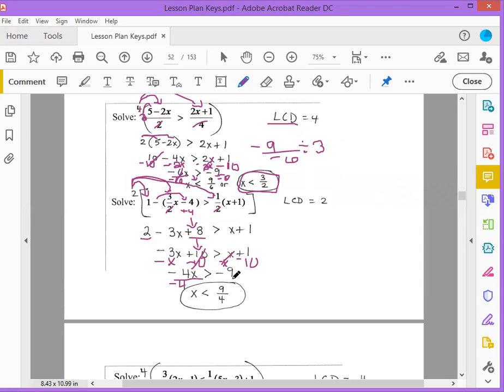Lastly, we're going to divide both sides of the inequality by negative 4. The negative 4's cancel on the left side, leaving x. And we divided by a negative number, so we have to reverse that symbol. We change it from greater than to less than. And on the right side of the inequality, negative 9 divided by negative 4 gives us positive 9/4. So x less than 9/4 is the solution.